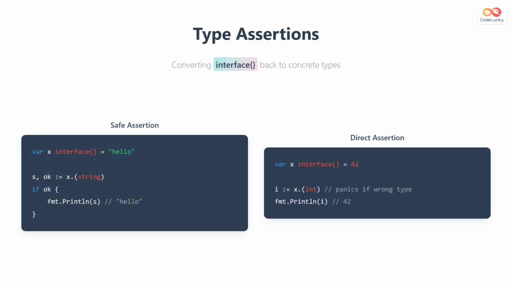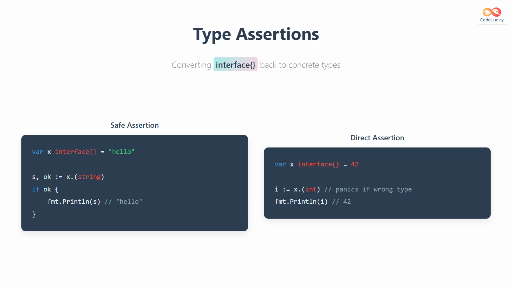Type assertions are used to convert an interface back to its underlying concrete type. There are 2 ways to do this. The first is the safe assertion. We declare a variable x of type interface{} and assign it the string value hello. We then use a safe type assertion to check if x holds a string. If it does, we assign the string value to s and the boolean value true to ok. If ok is true, we print the value of s, which is hello.